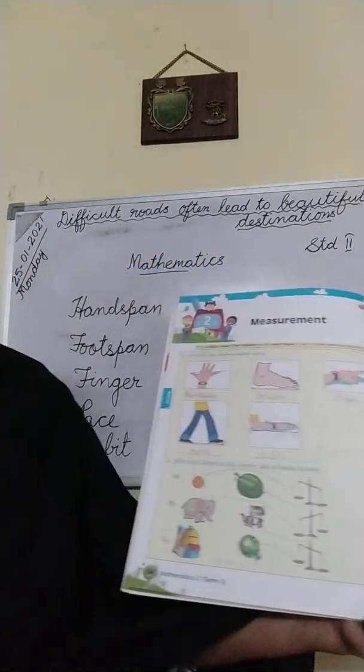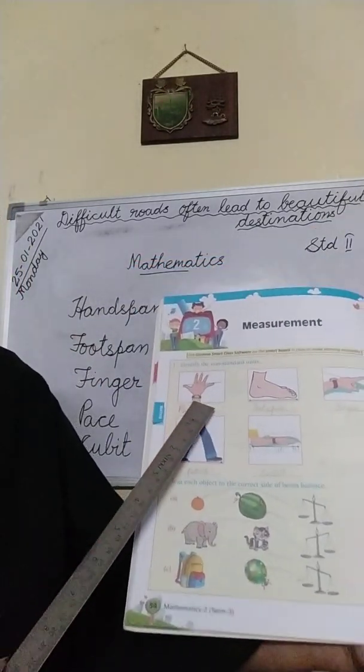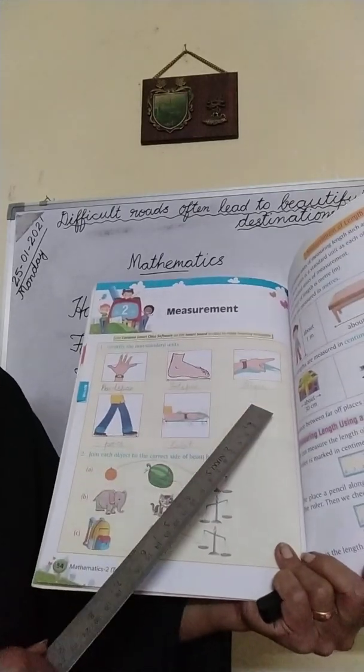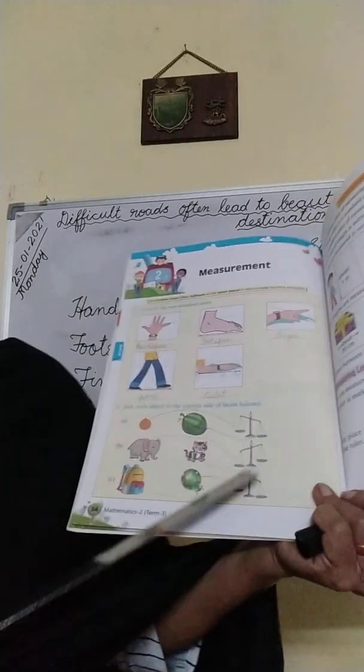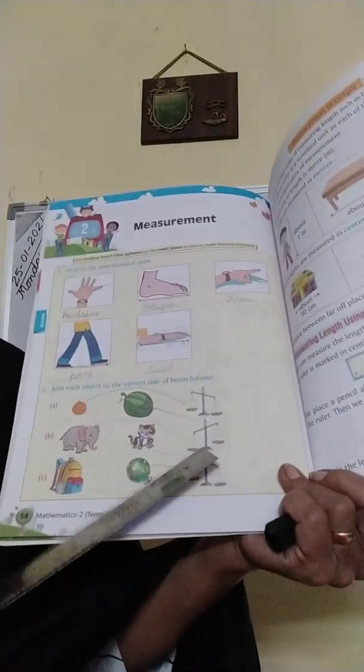Cubit. This is the cubit. I'll repeat it once again. What is this? Hand span, foot span, finger, pace, and cubit. Now, this is what we find when we go to the shop.